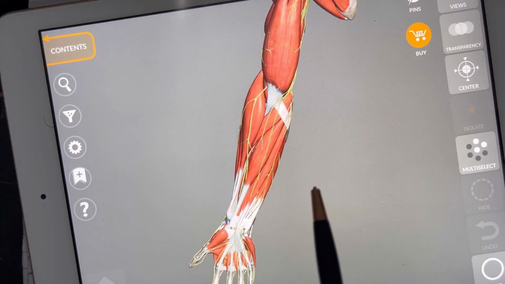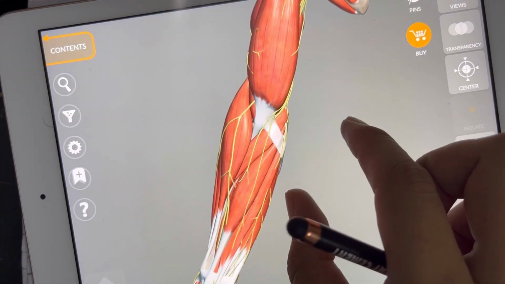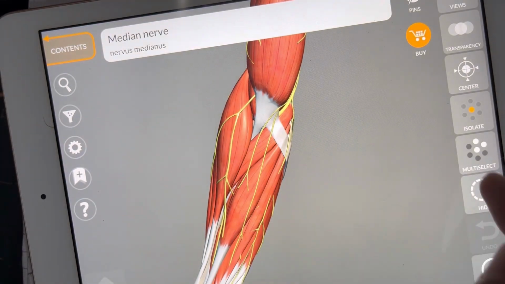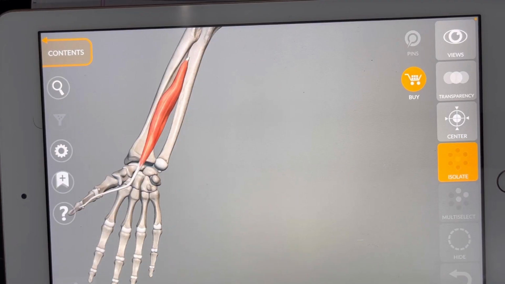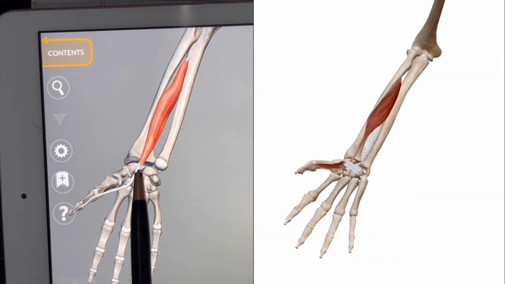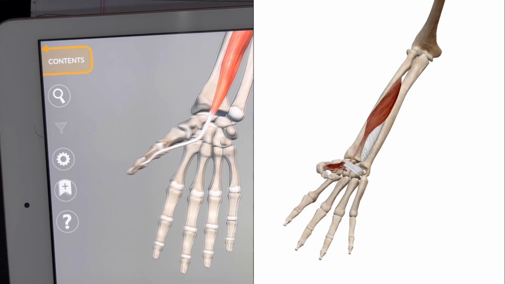Now student, moving toward the innervation of the flexor pollicis longus muscle. So this muscle is innervated by the median nerve. Now student, moving toward the action of the flexor pollicis longus muscle. This muscle plays an important role in the flexion of the distal phalanges of the thumb.